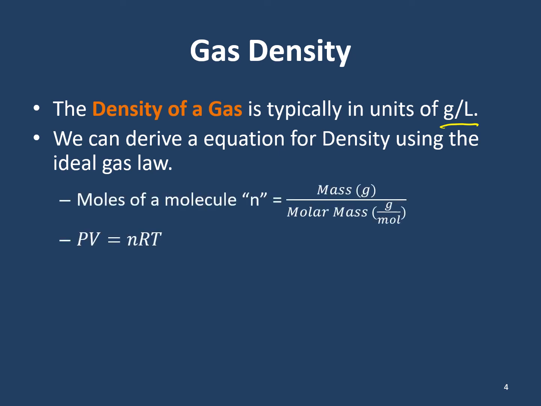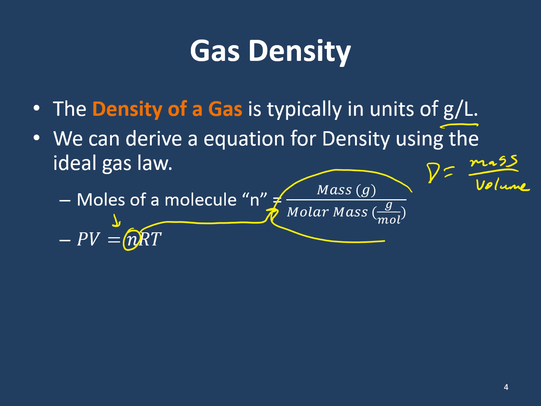We know that the ideal gas law is pressure times volume is equal to moles times R, our constant, times temperature. And we know that density is mass over volume. Well, if we want to derive density from the ideal gas law, we need to get mass somewhere in that equation. We already have volume, and we can do that using n. We know n is equal to mass divided by molar mass, right? Moles of anything is equal to the mass of that thing divided by its molar mass.